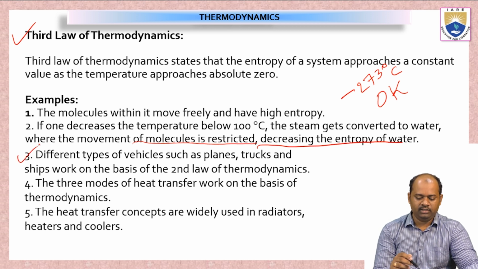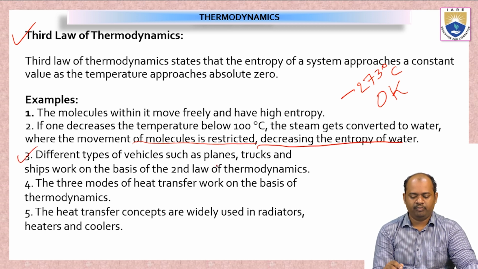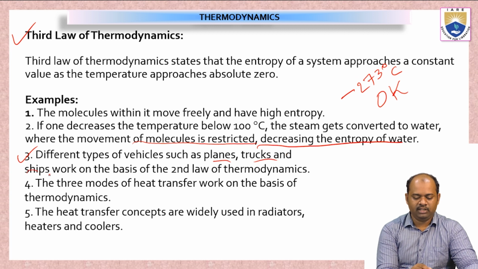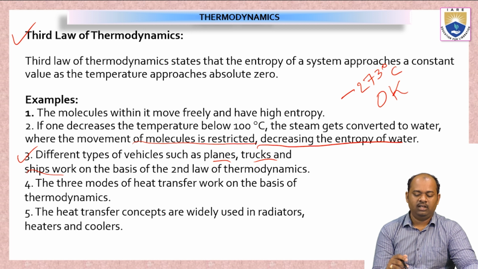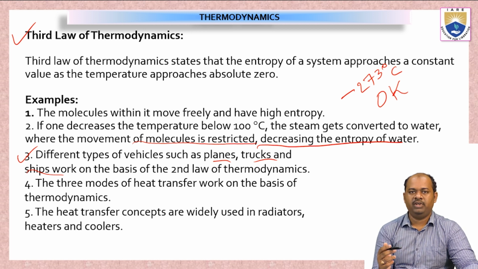The third example is that different types of vehicles such as planes, trucks and ships work on the basis of the second law of thermodynamics. Different engines will be there, in planes, trucks and ships. These are all based on the working of the third law of thermodynamics.